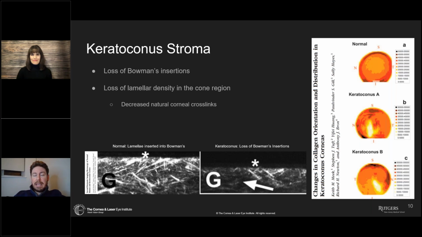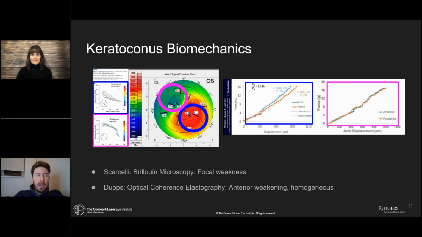If we take a look again at those strength profiles from Scarcelli's Brillouin work, in the area of the cone, that area is focally weak. But outside of the cone area, we actually have a more normal strength profile, showing us that keratoconus is a focal weakening.